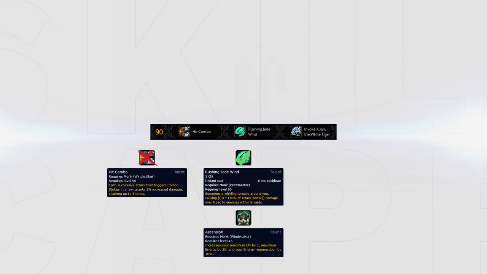This is why Ascension Synergy is good with this talent, and why it's important to not use Tiger Palm when at 50 energy, otherwise you will cancel the Rushing Jade Wind effect.